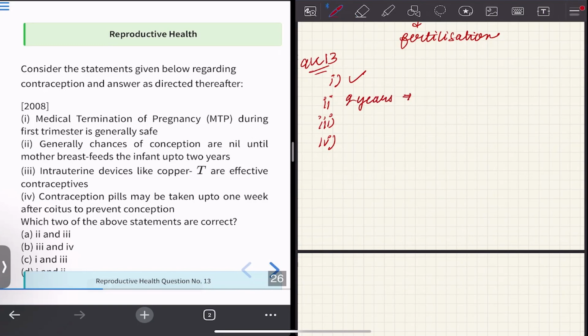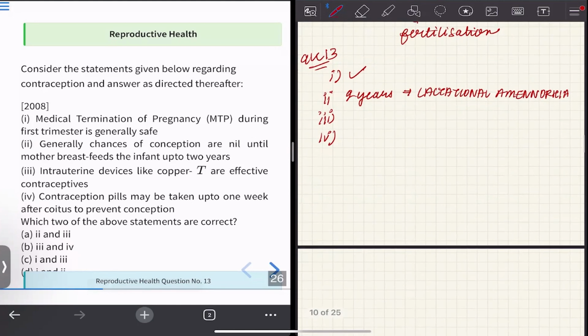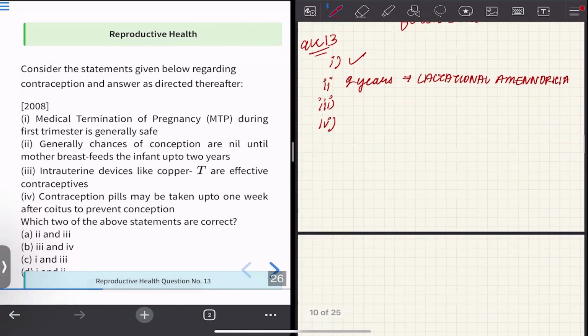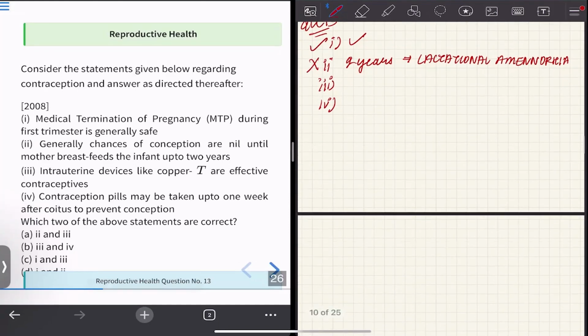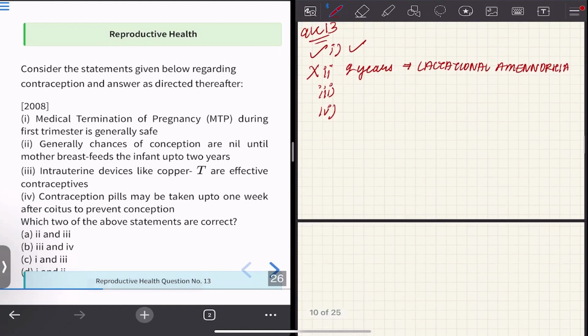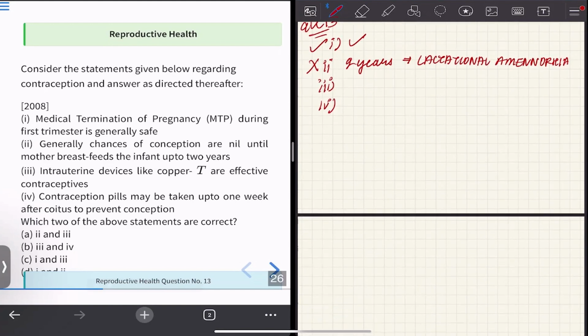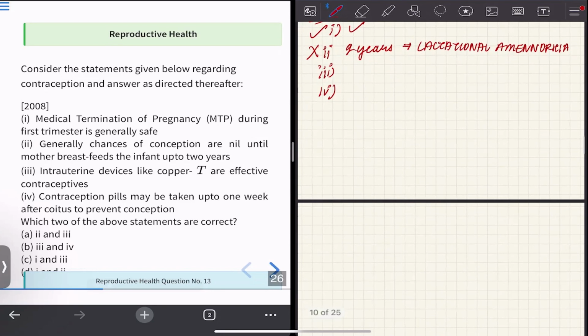We have lactational amenorrhea, and it is not valid up to 2 years. It is around 3 to 6 months only. So this one is incorrect. This one is correct. Third option, intrauterine devices like copper T are effective contraceptives. Yes, copper containing intrauterine devices are toxic to the sperm, which is usually considered safe. And next, contraceptive pills can be taken up to 7 days, that is 1 week.